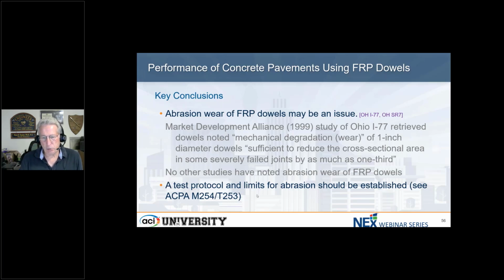Regardless, I think having a test protocol and limits on abrasion should be done. We need to establish some limits. The test protocol is out there, and even without the limits, we can certainly tell that A has better abrasion characteristics than B does, and I think that's worth doing.